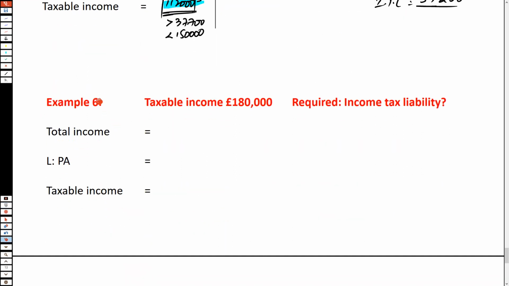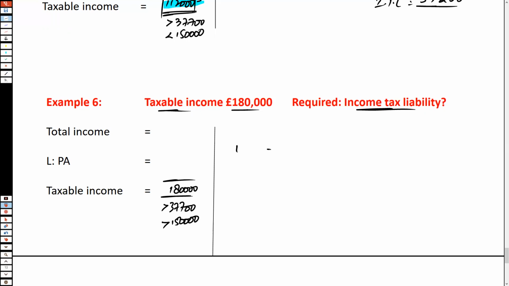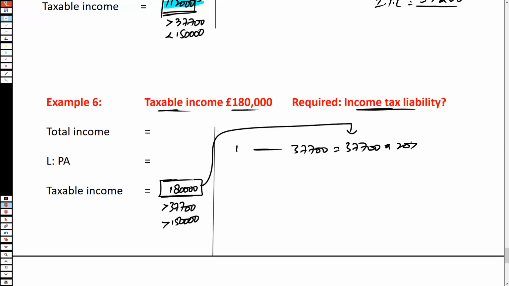Another example for the same concept. Again, a taxable income of 180,000 is given in this scenario. The requirement is to calculate the tax liability. In this case, this taxable income is more than the first band limit and also more than the second band limit of 150,000. For the initial 37,700 from the total taxable income, the first 37,700 is taxed at the basic rate, and 7,540 is calculated.